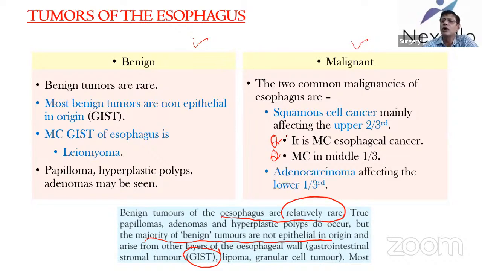The second variant is the adenocarcinoma, and adenocarcinoma mainly affects the lower one-third. For a question here, we can say that the most common esophageal malignancy of the lower one-third is adenocarcinoma. Okay? Most common esophageal cancer, squamous. Most common esophageal cancer in the upper one-third, squamous. Most common in the middle one-third, squamous. The most common esophageal cancer in the lower one-third, adeno. Okay? Most common site of squamous cell cancer in the esophagus, middle one-third. So this is it.